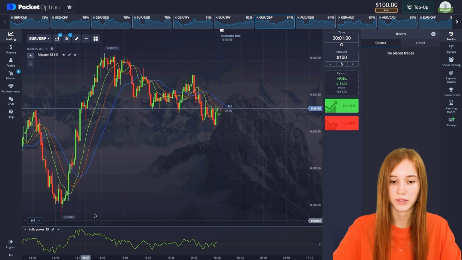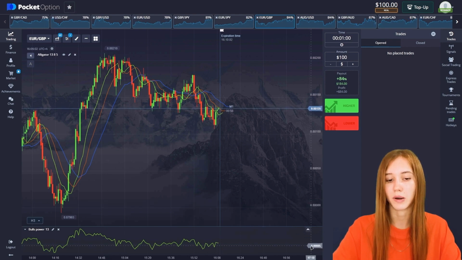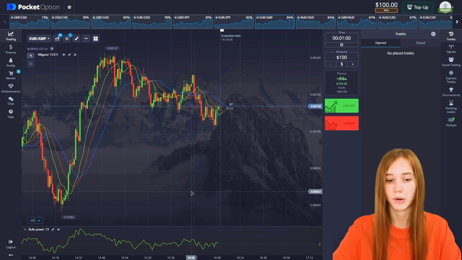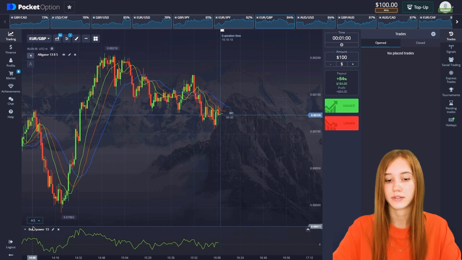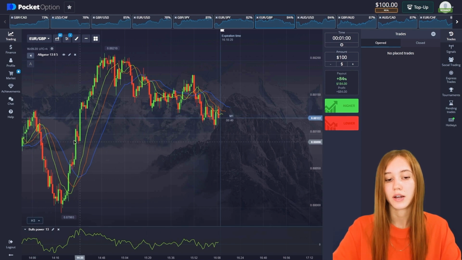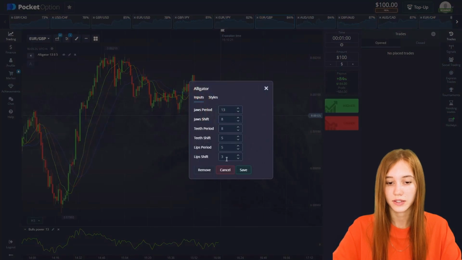The pulse power indicator shows the strength of the pulse in the market. It compares the maximum prices with the moving average. If the histogram is above zero and growing, as at the moment, it has average growth. This means that buyers were able to keep the price high and the bulls are stronger than the bears. There's also a bears power indicator, but today we'll use pulse power. Here are the settings.